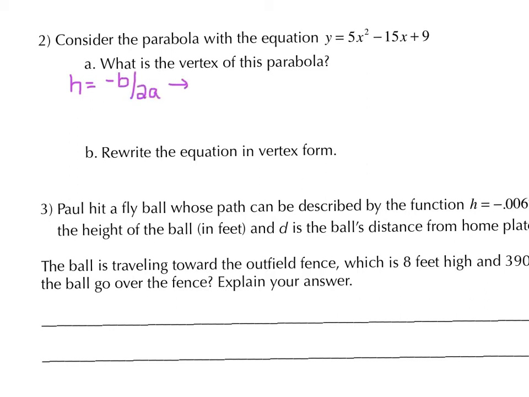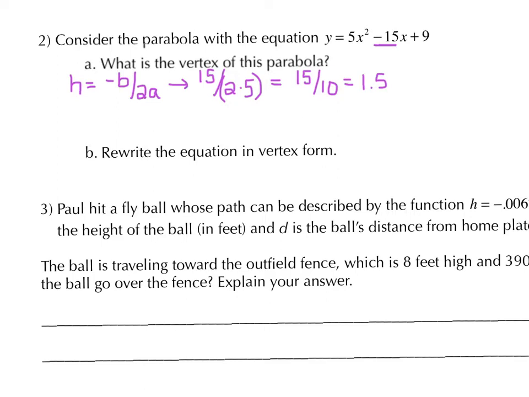So from my equation, my b value is negative 15. Careful, make sure you catch that that's a negative. So that is a negative 15. When I go to plug it into this equation, this negative is going to make that negative 15 turn into a positive 15. So this is going to be 15 over 2 times my a value, which is 5. Okay? And remember, if you're typing this into a calculator all at one time, you will want to make sure that bottom piece is in parentheses. So you're really doing 15 divided by 10, which is 1.5. Okay?